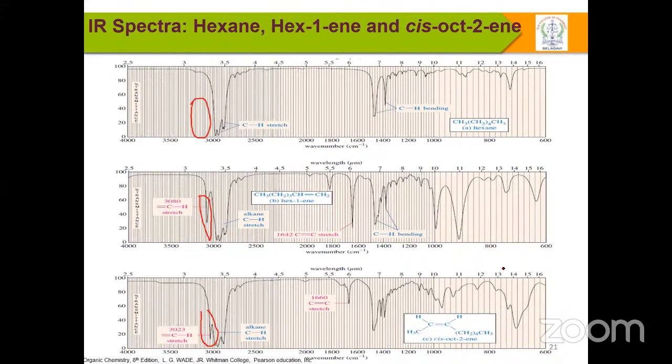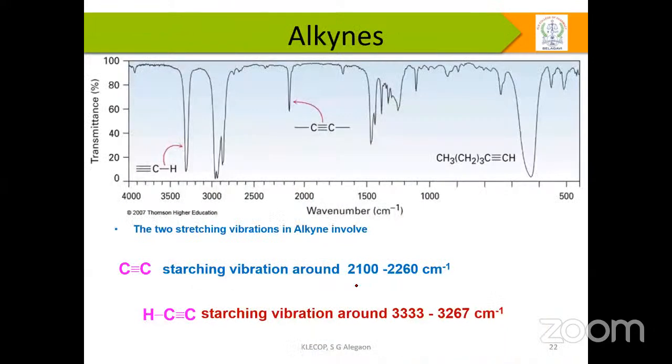And what about the carbon-carbon single bond? It is not assignable, and sometimes it overlaps with other signals. But the carbon-carbon double bond is very easily identified in the alkene. Okay, so this is the major difference when you take the alkene, and when you take the cis and trans system. Let us come to alkyne now.